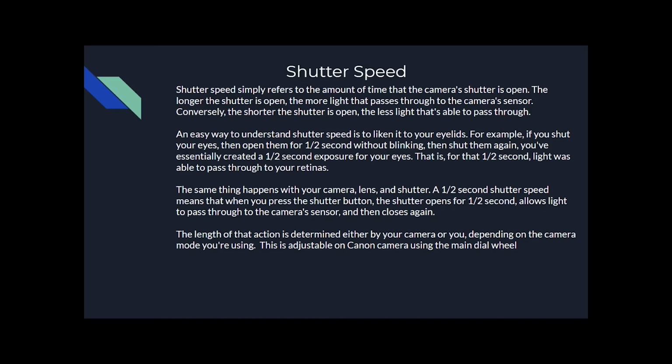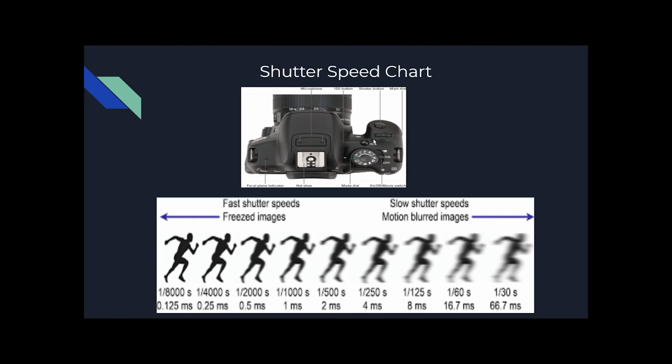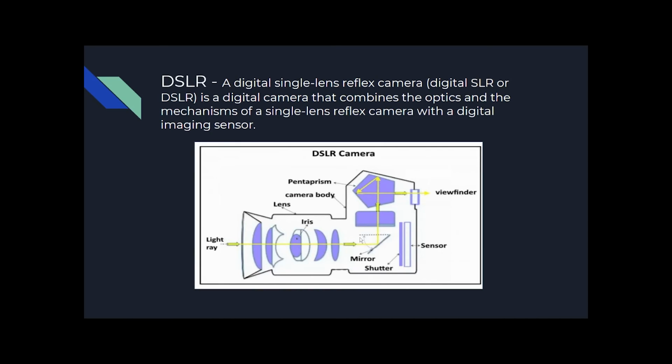The length of that action is determined either by your camera or by you, depending on the camera mode you're using. This is adjustable on your camera using the main dial wheel. So when you're in manual mode, this main dial here will allow you to go down in the shutter speeds. Basically, if you notice, it's going to go up to 1 and 1 something of a second.